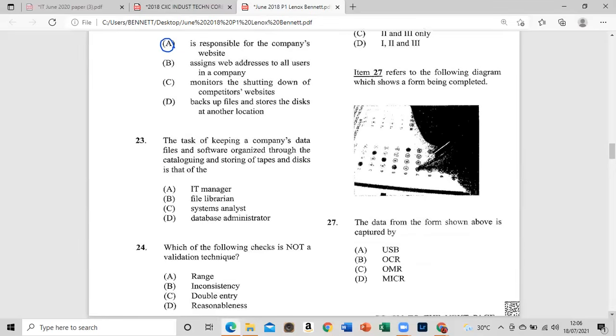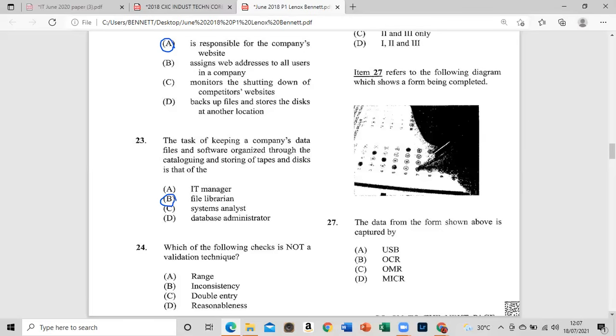23 now. The task of keeping a company's data, files, and software organized through the cataloging and storing of tapes, and this is that of the IT body job. Is it the file librarian, system analyst, or the database administrator? Now, guys, I know the answer is B, but what I want you guys to do, think about the functions of the IT manager. What does that person know? System analyst and the database administrator, because they can flip the script and ask you any one of these. All right, so think about that. In this case, it's B.